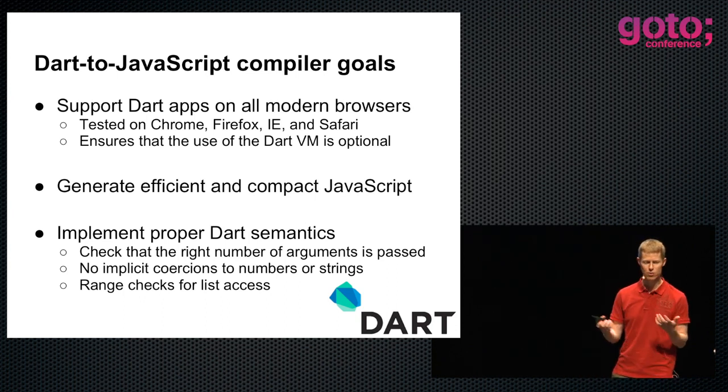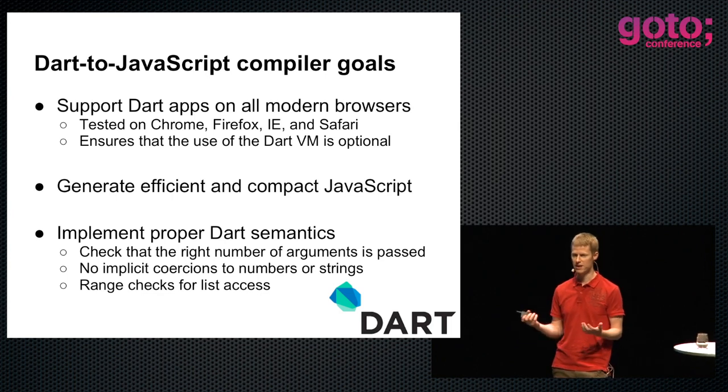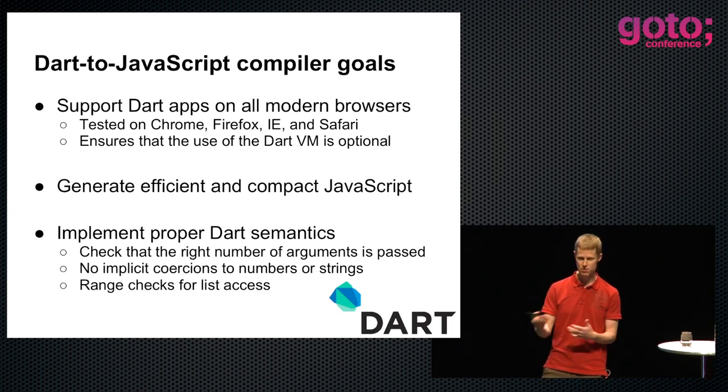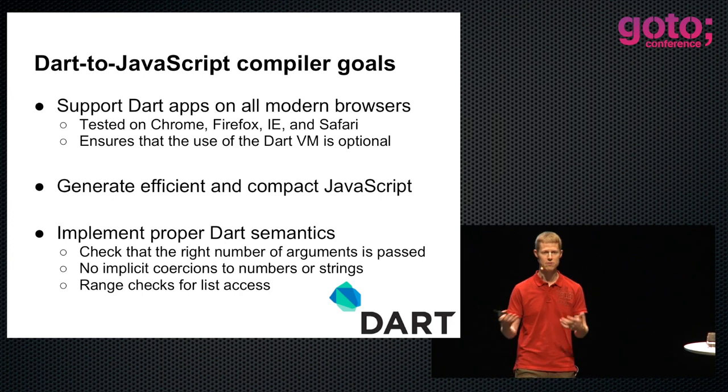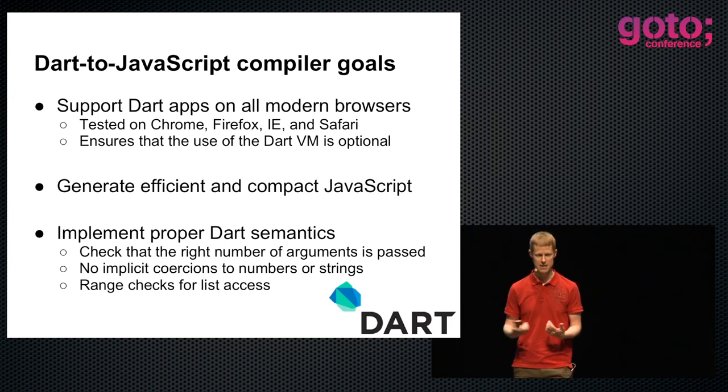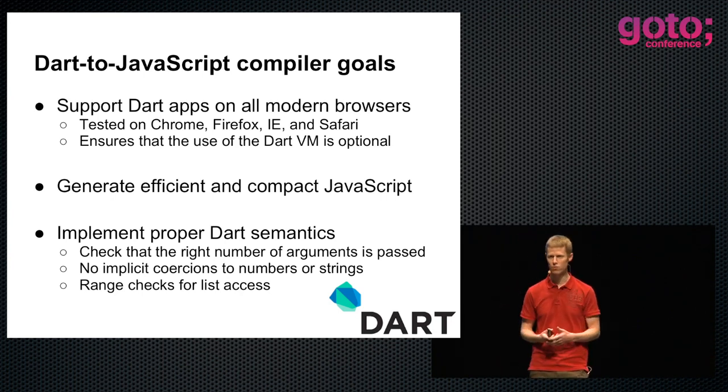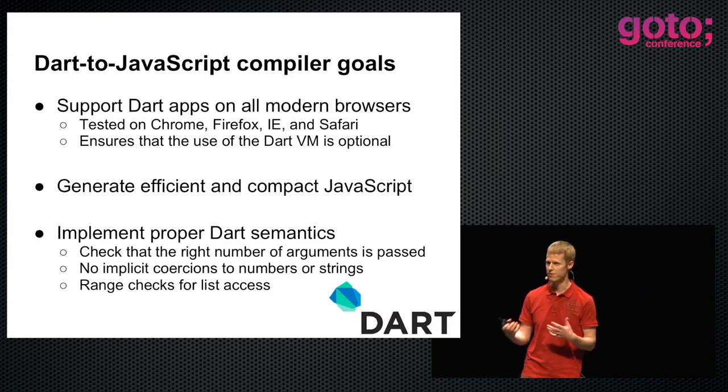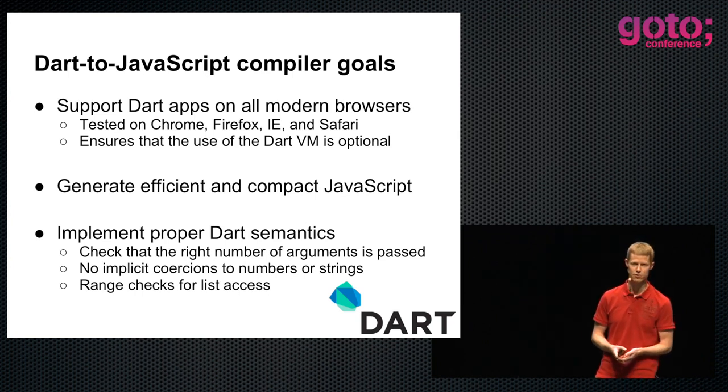There are no implicit coercions to numbers and strings in Dart, so whenever the underlying JavaScript platform would do those things for you, we have to make sure that it doesn't affect the semantics. I'll give you some examples of what that really does to the code and what we have to guard against, essentially, in a few moments.